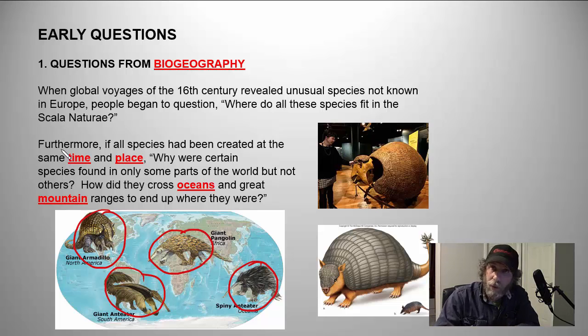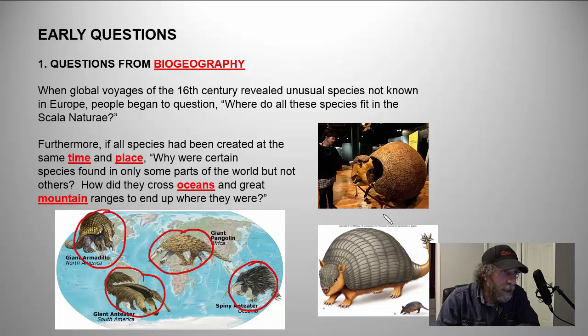So let's go on. You probably already read this, but I was rambling. Furthermore, if all species have been created at the same time and place, why were certain species found in only some parts of the world but not others? How did they cross oceans and great mountain ranges to end up where they were?